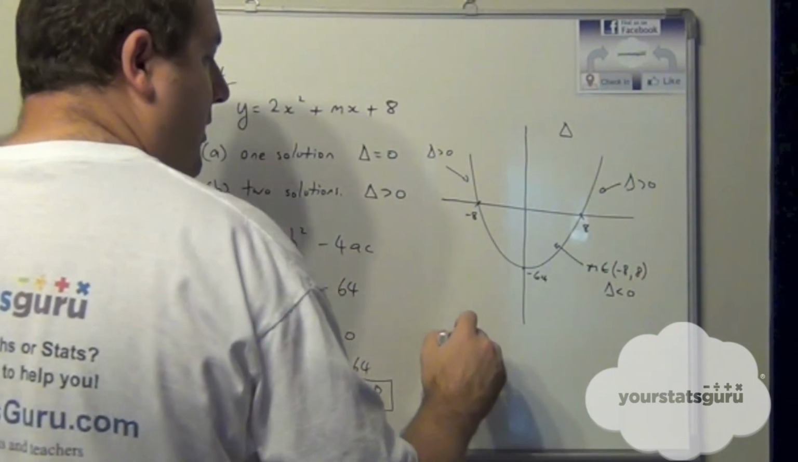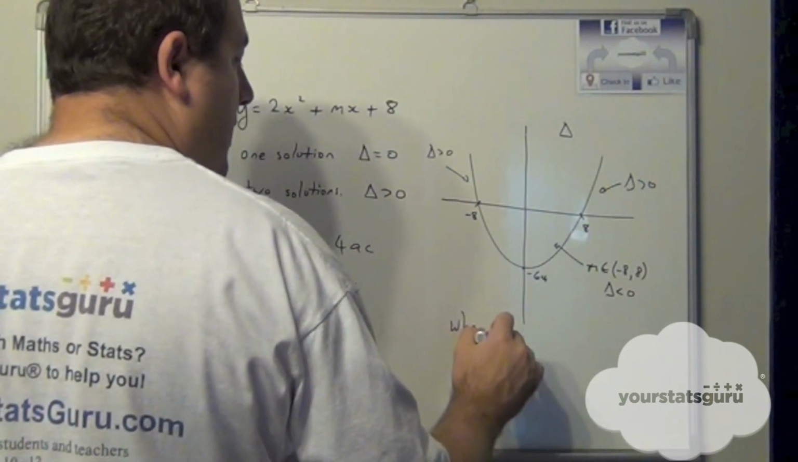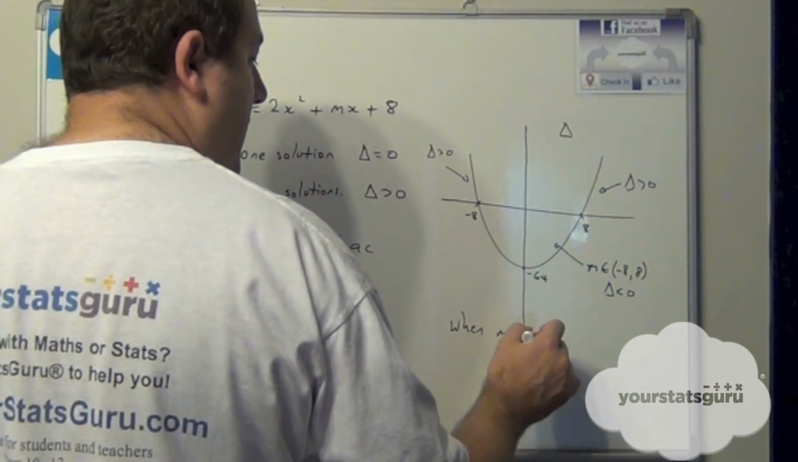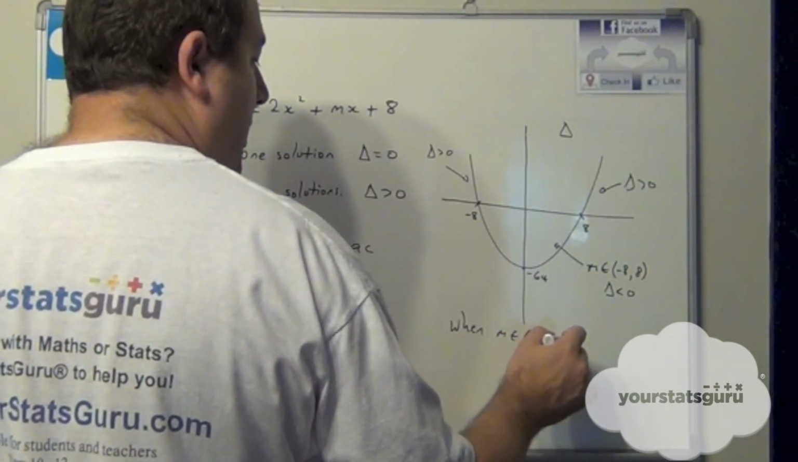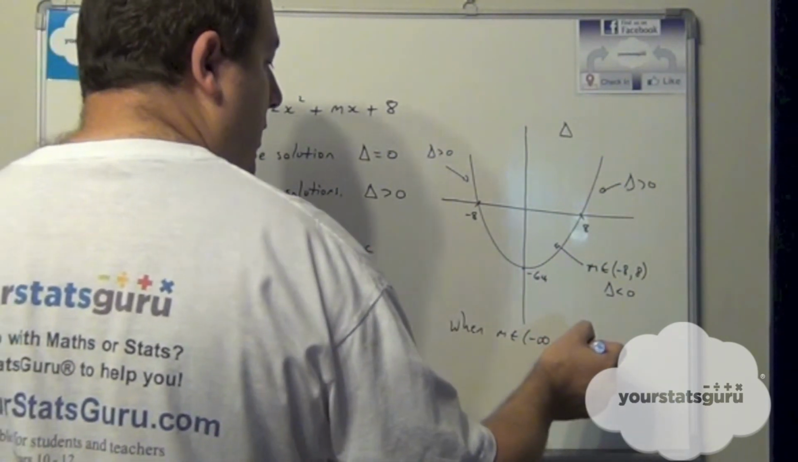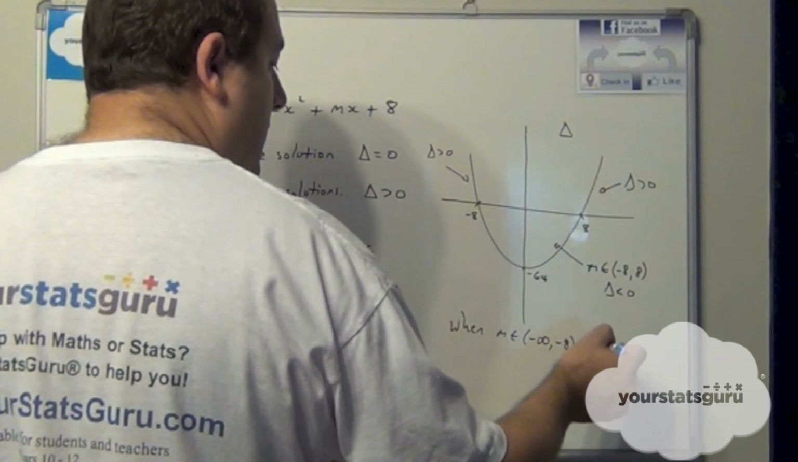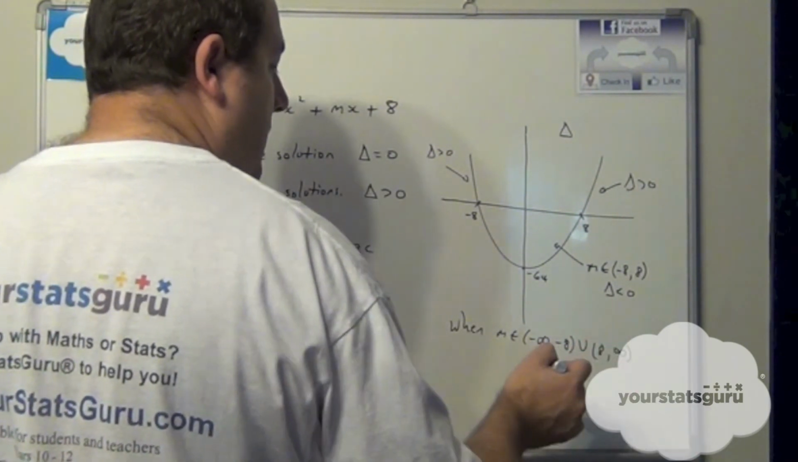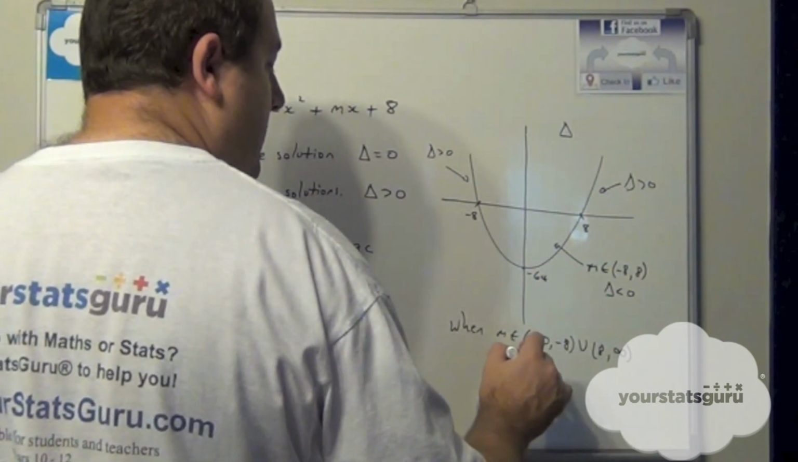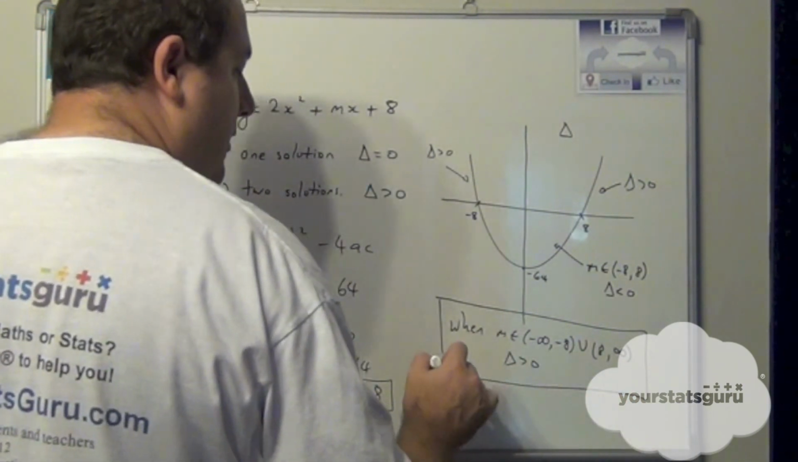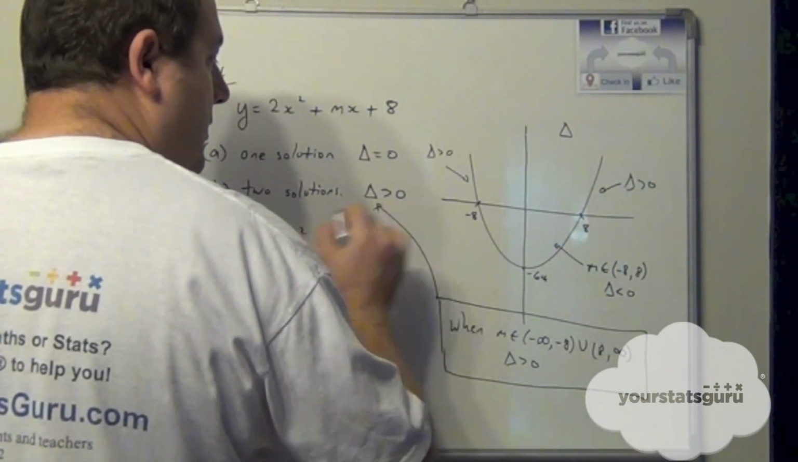So that tells me that when m is an element of negative infinity to minus 8, non-inclusive, union 8 to positive infinity, that the discriminant is positive. And that is the solution to part B.